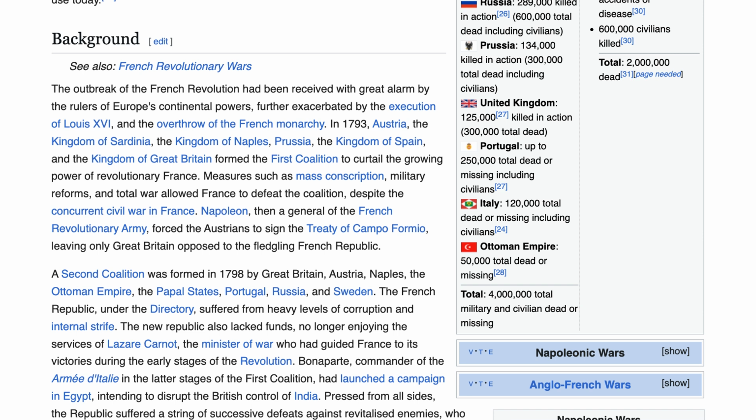The Austrian defeat was sealed by the Treaty of Lunéville early the following year, further compelling the British to sign the Treaty of Amiens with France, establishing a tenuous peace.